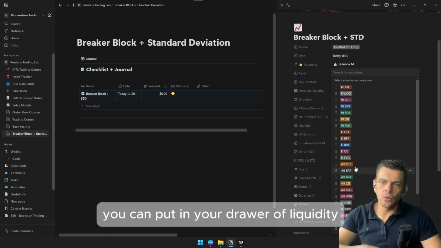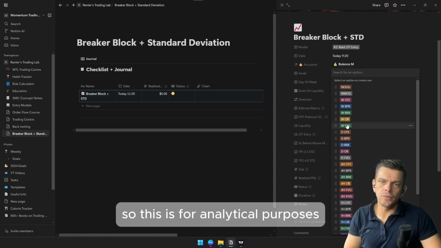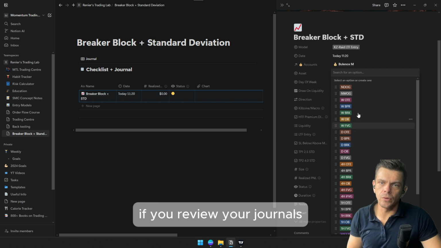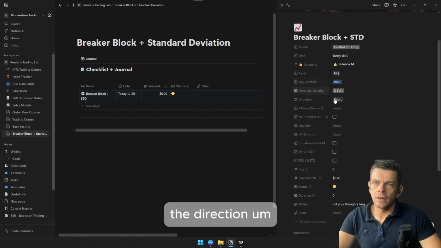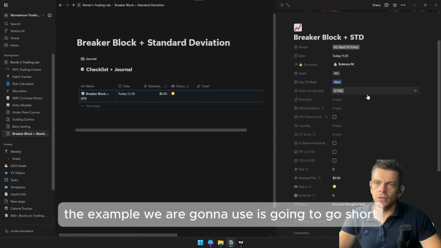You can put in your draw of liquidity. This is for analytical purposes if you review your journals. So let's say it was a daily fair value gap. The direction, the example we are going to use, is going to go short.